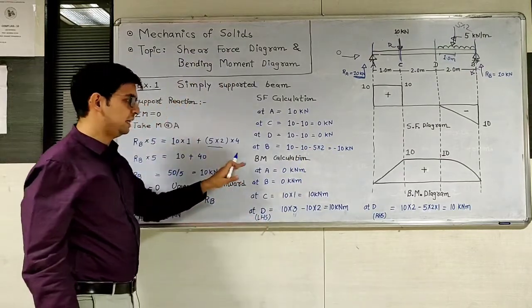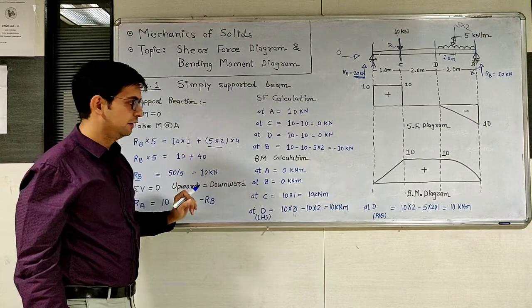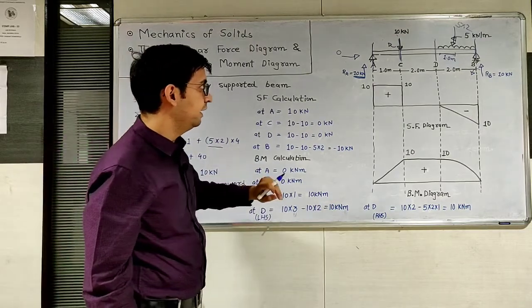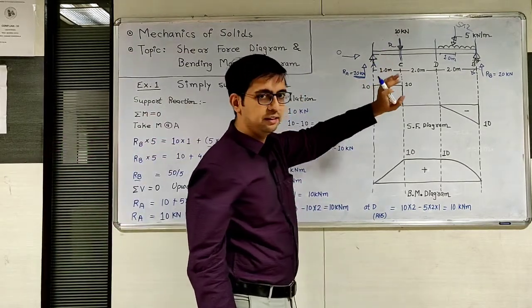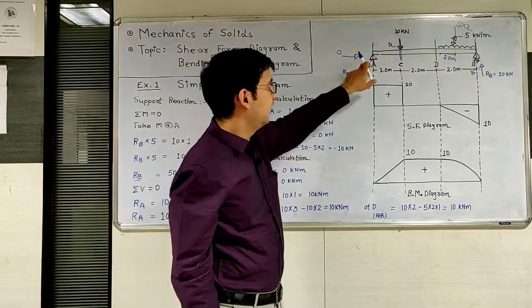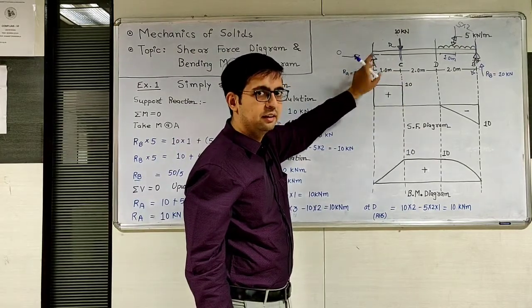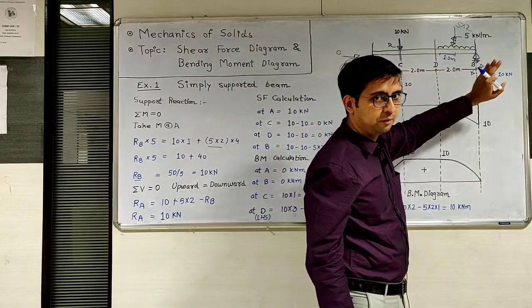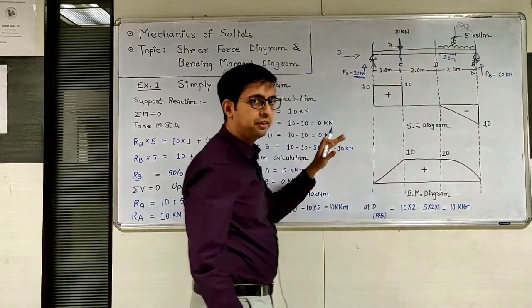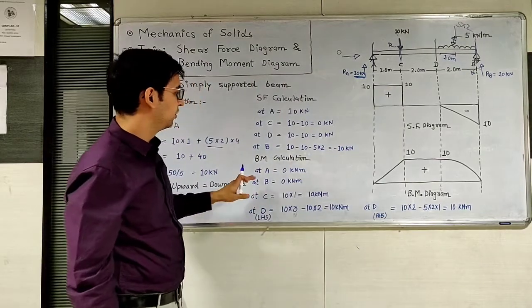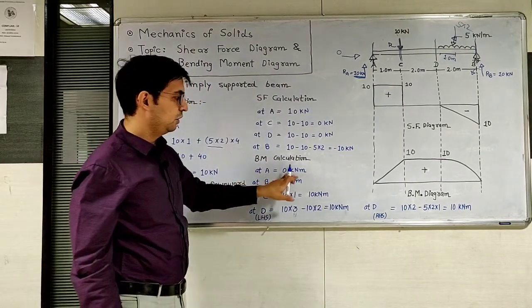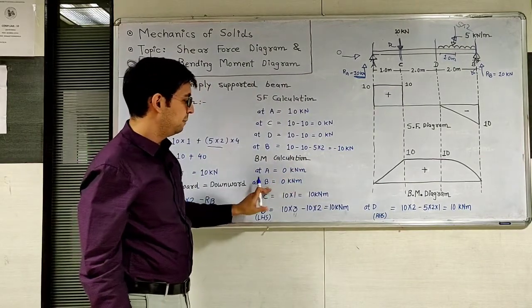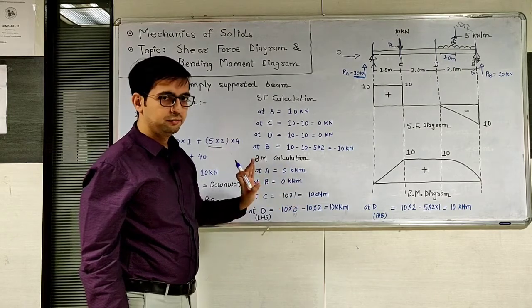Now next is bending moment calculation. At A point and B point the value of moment is 0 because at the left hand support there is a hinge support and on the right hand side there is a roller support. These types of support have 0 moment. So at A point 0 kilonewton meter and at B point 0 kilonewton meter.